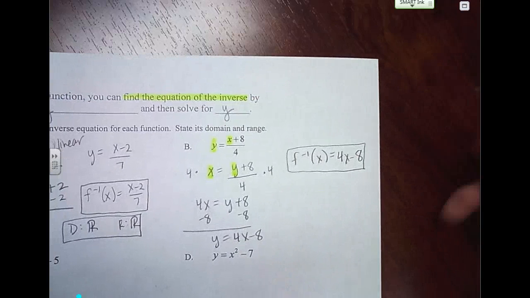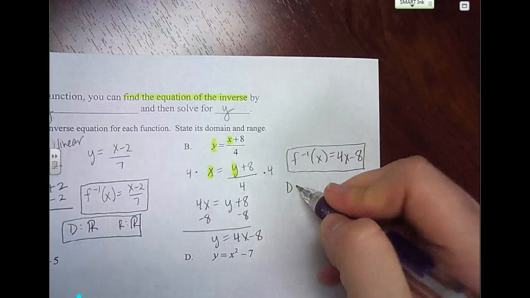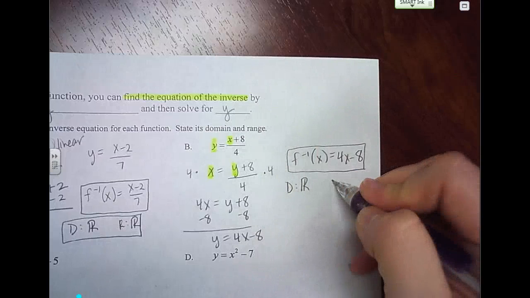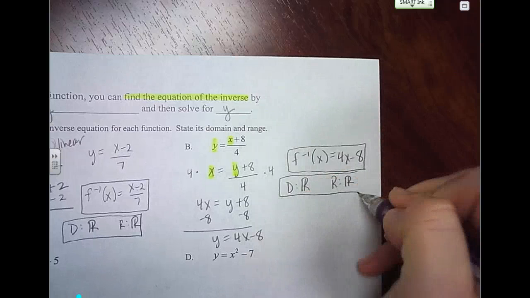Okay, now this started out as a linear equation. Again, you could graph that if you want. So then this inverse function is still linear. So our domain and range haven't changed. Still all real numbers and all real numbers.